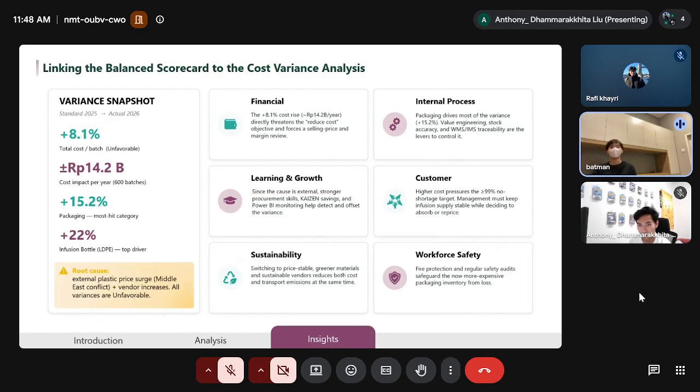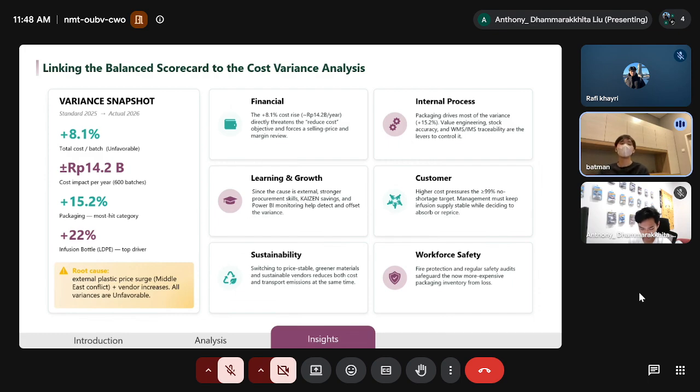Now, we connect everything back to the balanced scorecard. This is where our analysis becomes a real business decision. The snapshot on the right summarizes the problem. Cost per batch went up by 8.1%. Packaging is the most hit category at plus 15.2%, and the LDPE bottle is the top driver at plus 22%. The root cause is an external plastic price surge linked to conflict in the Middle East and higher vendor prices.